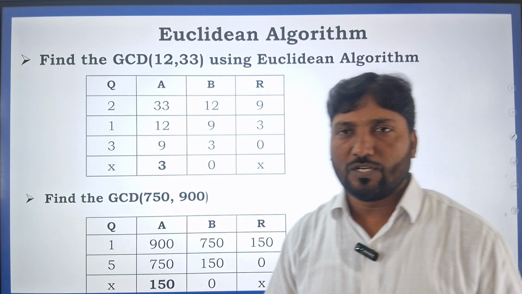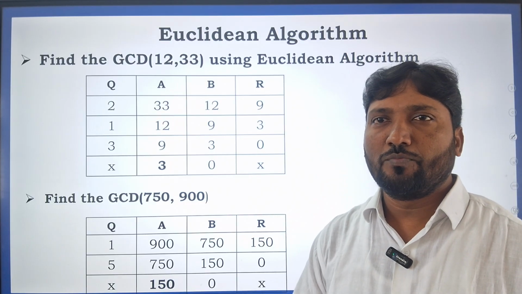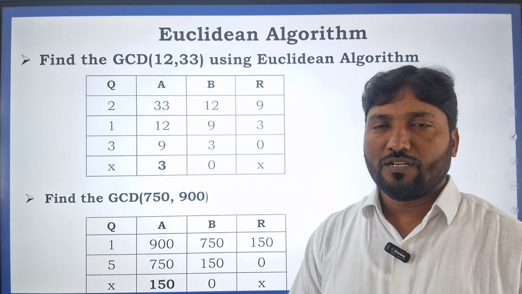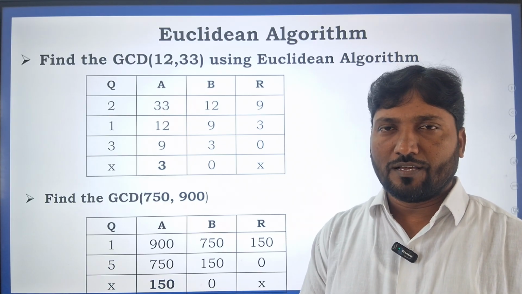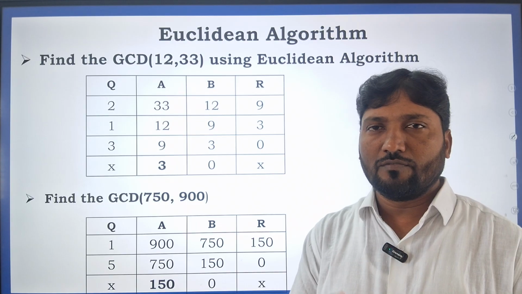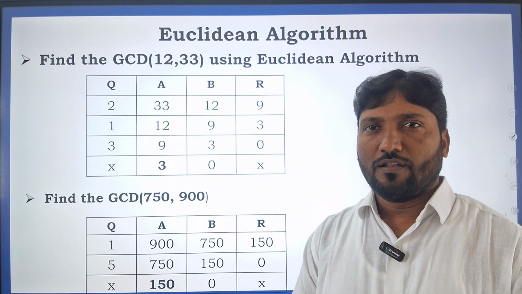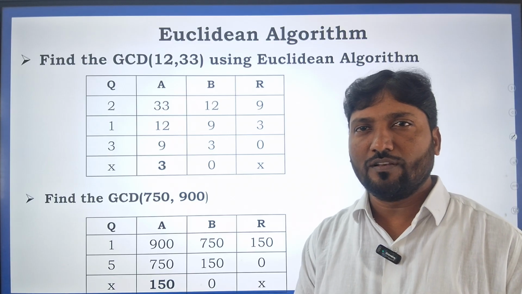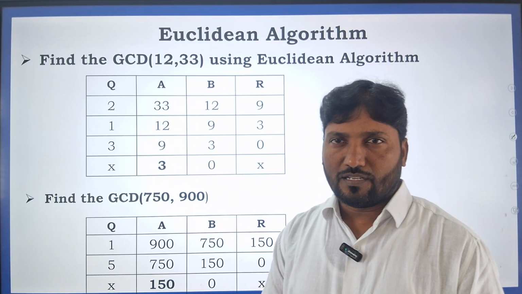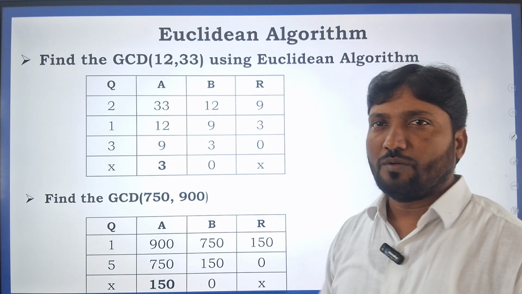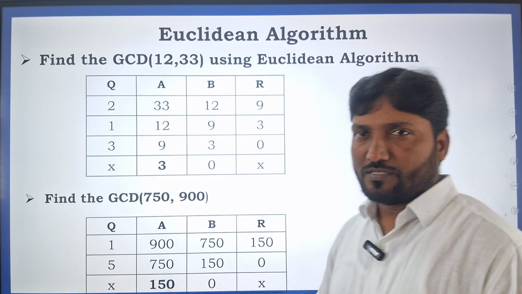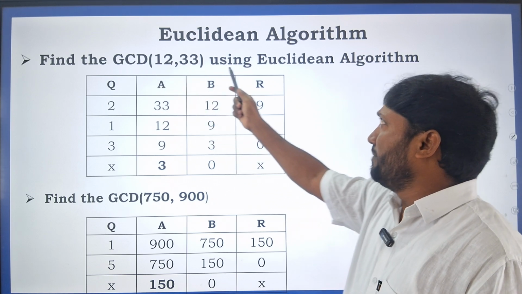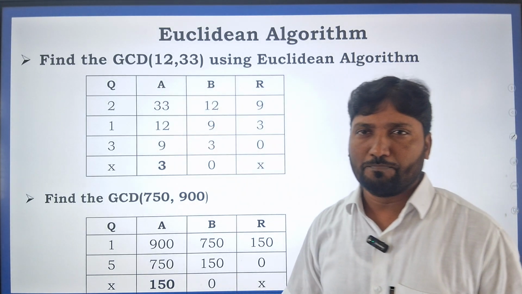In this video we are going to discuss an example problem of the Euclidean algorithm. As we know how we can apply the algorithm, if you want to know the step by step process, let us see my previous video to understand the Euclidean algorithm to calculate the GCD of two positive integers. Now suppose this is the given example: find out the GCD of 12 and 33 by using the Euclidean algorithm.